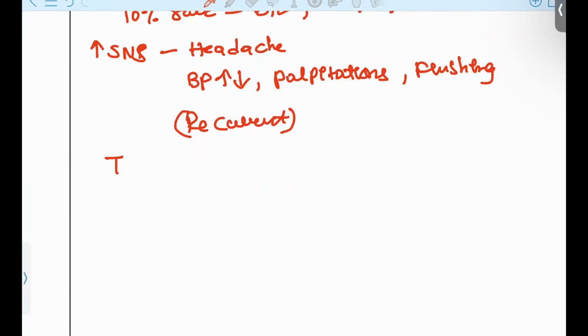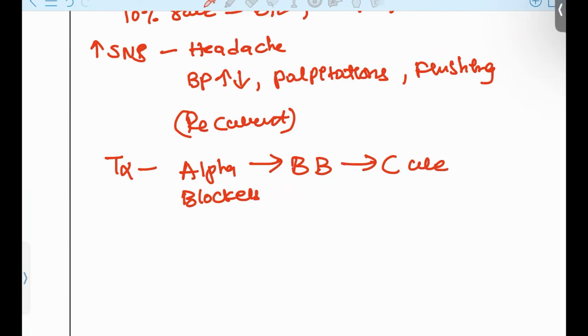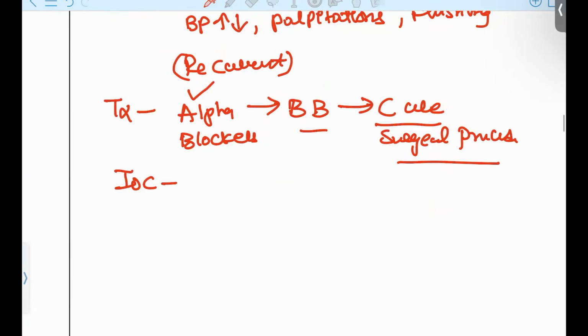For this patient, the treatment will be ABC. What is this ABC, guys? You have to start the patient on alpha blockers, like phenoxybenzamine. Followed by beta blockers, then followed by the cure. Whenever there is a tumor, what is the major cure? That is a surgical procedure. So you might see the question: what is the first drug of choice? You have to give alpha blockers, then beta blockers, then the cure. The investigation of choice for this patient is the urinary metanephrine assay.